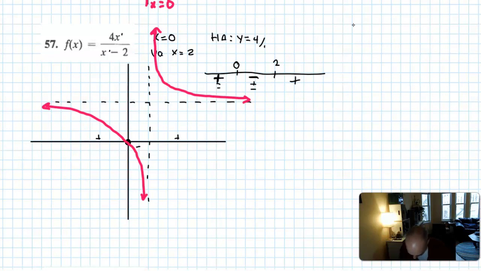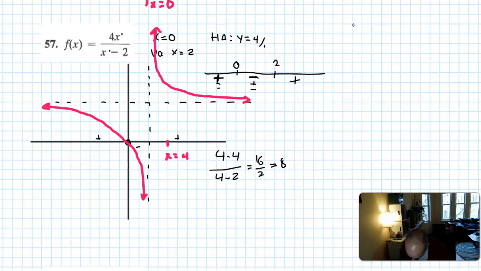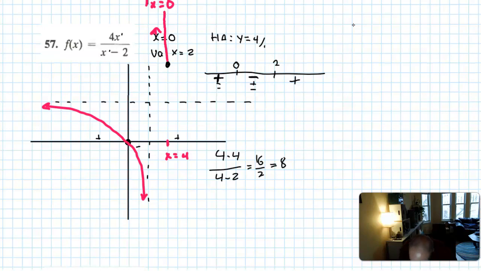You can always plug in a point. Like here, you could plug in x equals 4, just to see. You know what? Let's do it. 4 times 4 over 4 minus 2 is 16 over 2, or 8. So really here we should be hitting 4, 8. So really here we should be hitting that kind of dot. Let's clean that up to make this a little nicer. You don't have to, it's not required, but if you want to keep the nice symmetry, then you can do that.